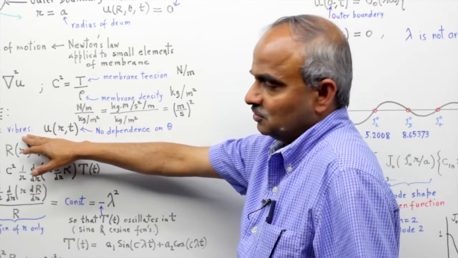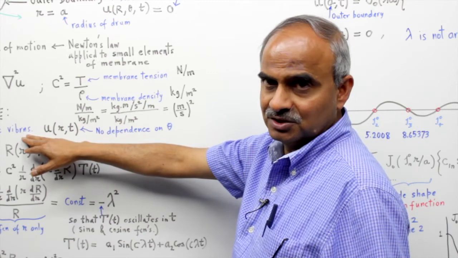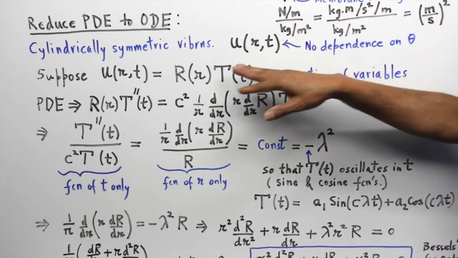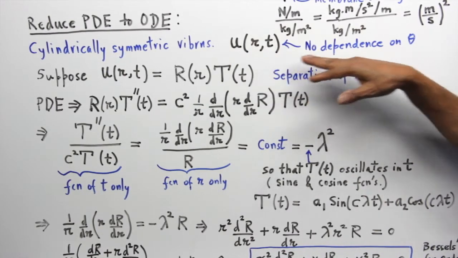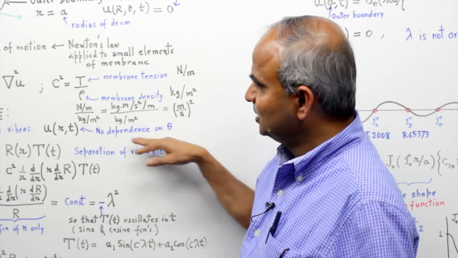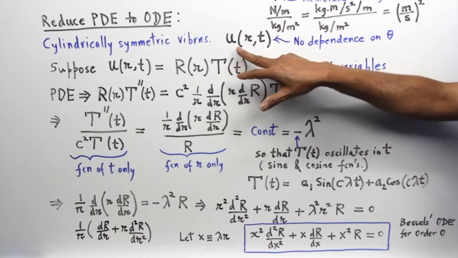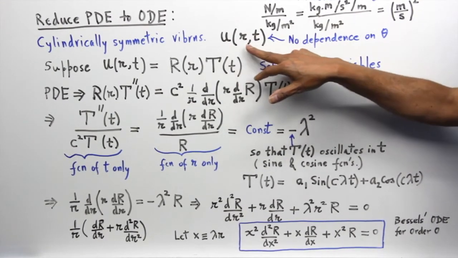All right, so this would be the situation where we tap on the drum right in the middle, or we tap it in a symmetric way. All right, and so in the cylindrically symmetric case, the displacement does not depend on the angular position, and so we drop the dependence on angular position, and we say that the displacement only depends on the radial location, and it depends on time. So it depends on two variables.